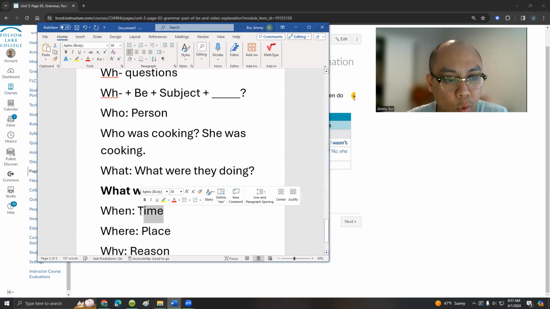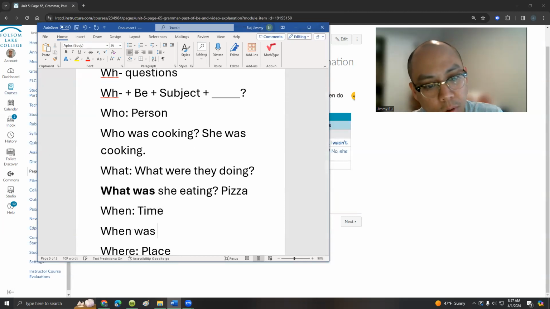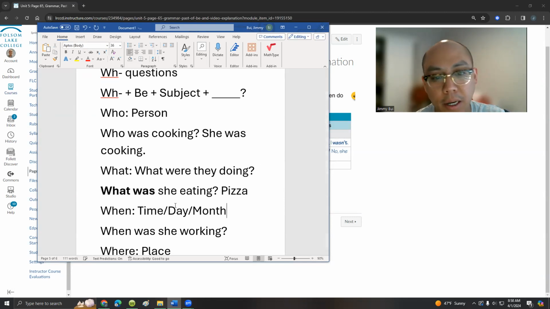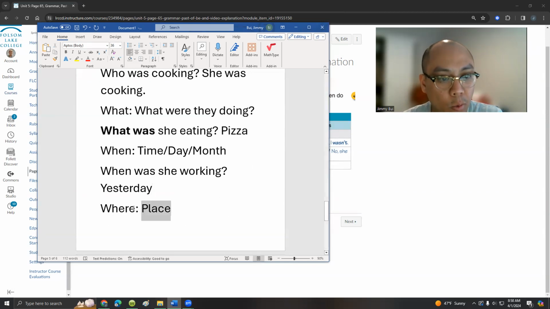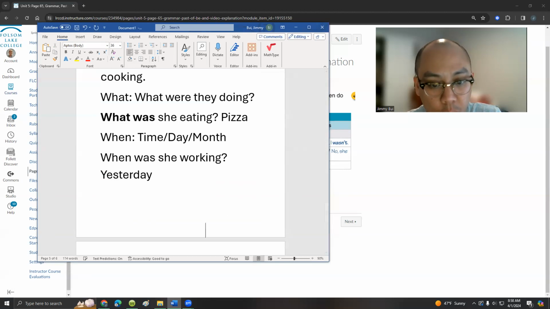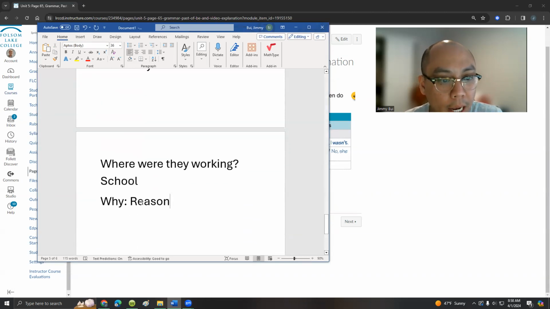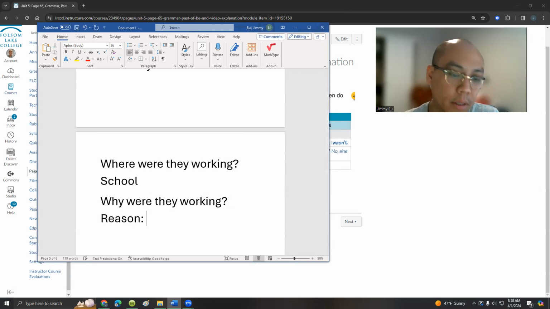When was she working? Time, and this could be time, day, month, something like that. When was she working? Yesterday. Where were they working? For where we use place: school. And why were they working? For why we use reason: money. The reason why they work is for money.